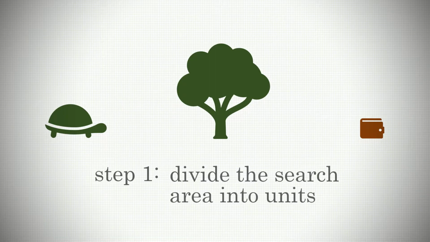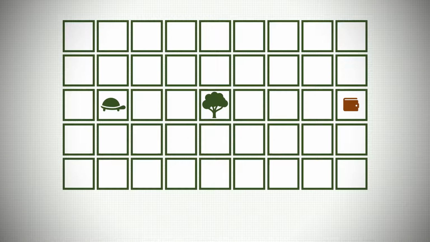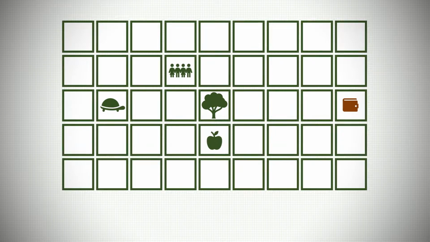The first thing Todd does is divide the search area into units so it's easier to do calculations on. Boom. On this particularly unfortunate day, there's also small children and fruit in the way, neither of which Todd has a habit of interacting with. He'll have to go around all three of these obstacles.